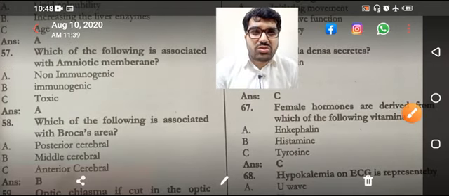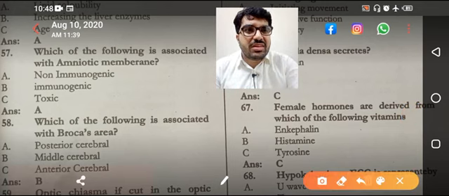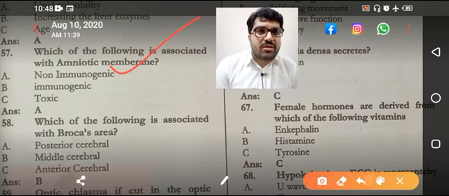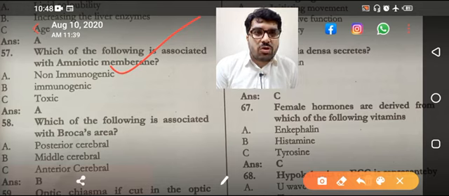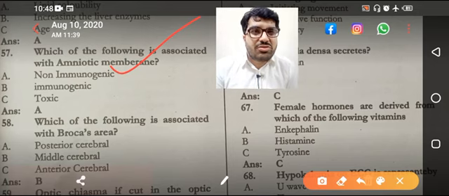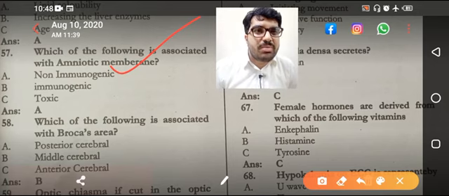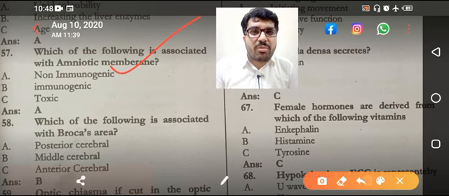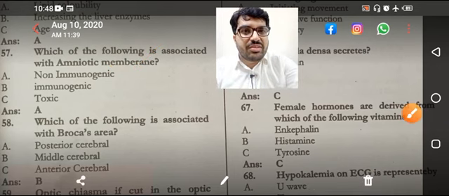Which of the following is associated with amniotic membrane? The answer is it is non-immunogenic, and the reason for this is we use it for corneal transplantation, because that is 100% non-immunogenic. Non-immunogenic means the body is not recognizing it as a foreign body and does not produce antibodies against it.